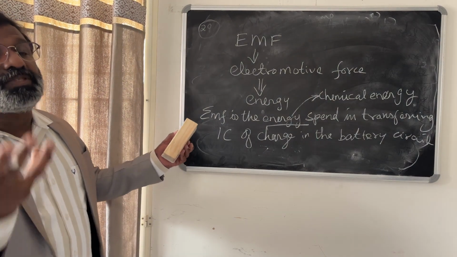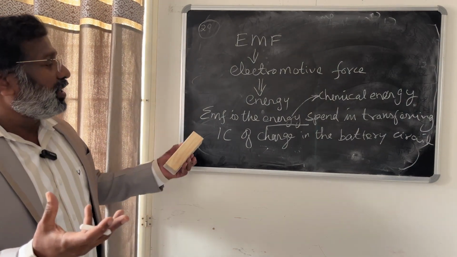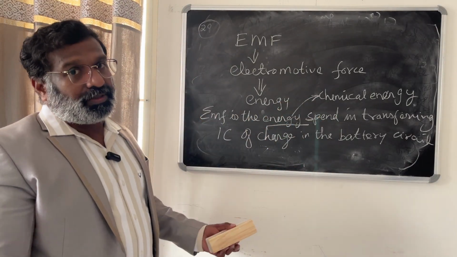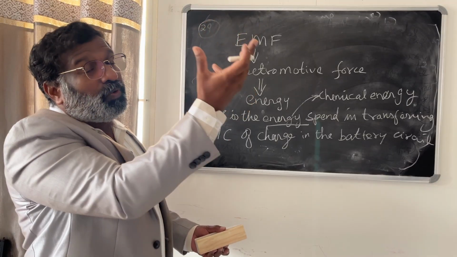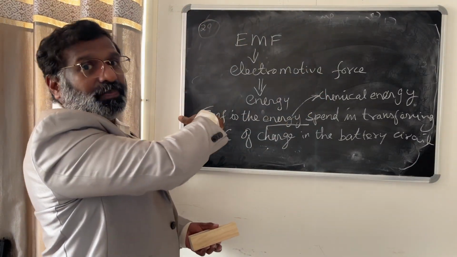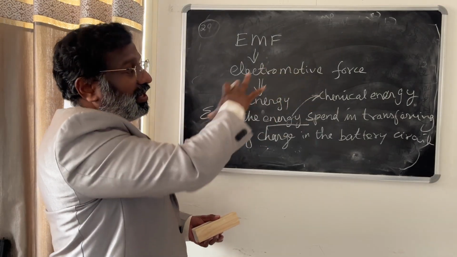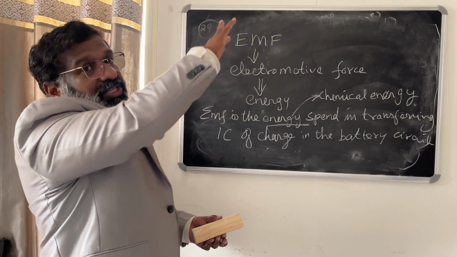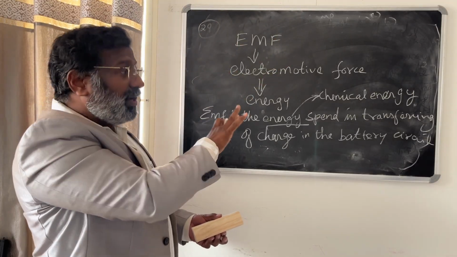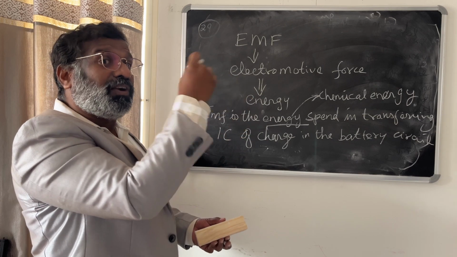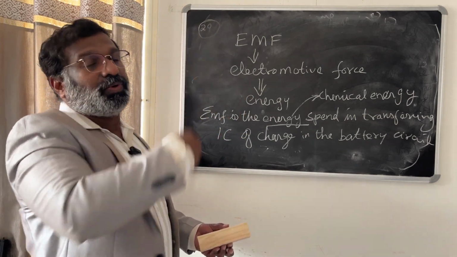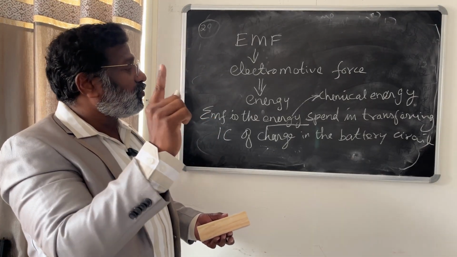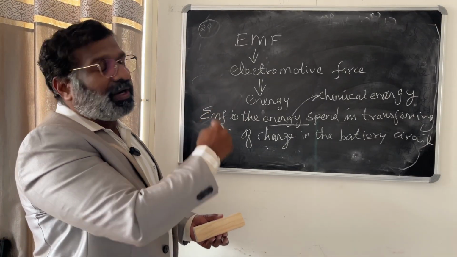So EMF is produced in a battery. So EMF is the chemical energy spent in transferring 1 coulomb of charge in the battery circuit. In the external circuit, 1 coulomb of electrons is transferred from the zinc plate to the copper plate. Within the electrolyte medium, 1 coulomb of ions are transferred. So in the external circuit, transfer of electrons takes place, and within the electrolyte medium, transfer of ions takes place. So that is the battery circuit. So energy required or work done in transferring 1 coulomb of charge within the battery circuit is called electromotive force.